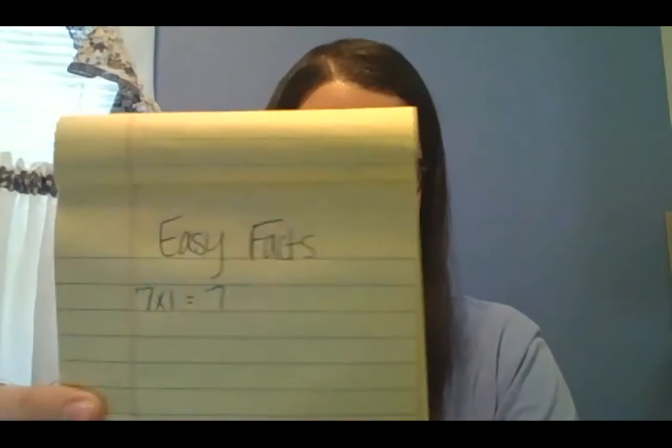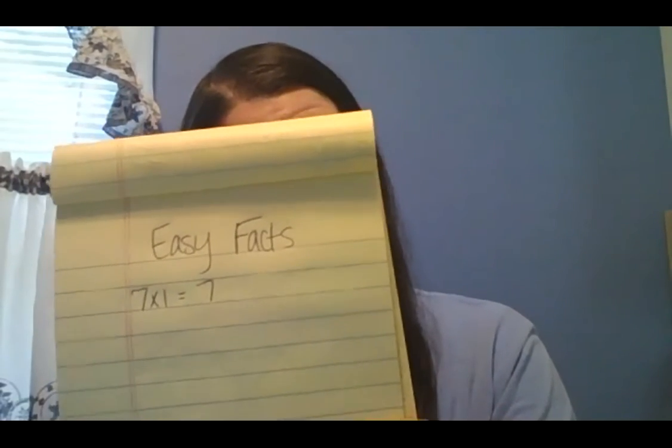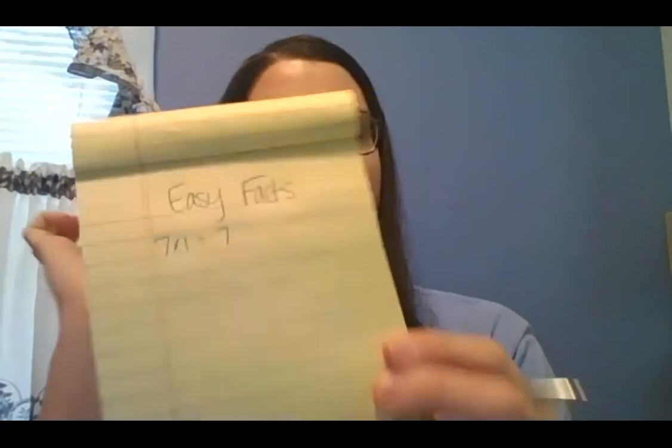Okay. We'll start with 7 times 1, because we know that any number times 1 is the number itself. So we're starting the list of our easy facts for 7. We know that 7 times 1 is 7. Then we can do 7 times 10. We know that 7 times 10 would be 70.